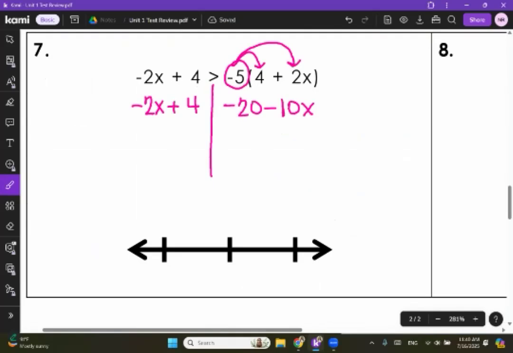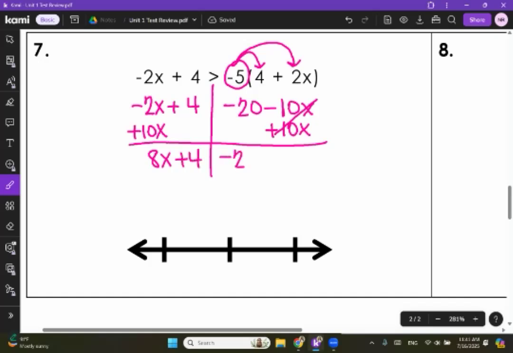Just because I want the x to end up on this side for the solution, I'm just going to go ahead and move the 10 first, so I don't have to flip because of that. Negative 2 plus 10 is 8x. And then from there, we subtract the 4. 8x equals negative 24 divided by 8. We're dividing by a positive, so no need to flip. X is greater than negative 3.